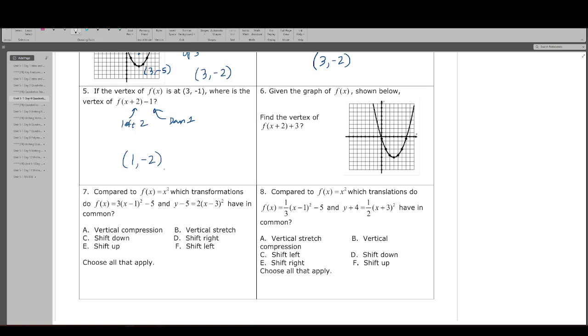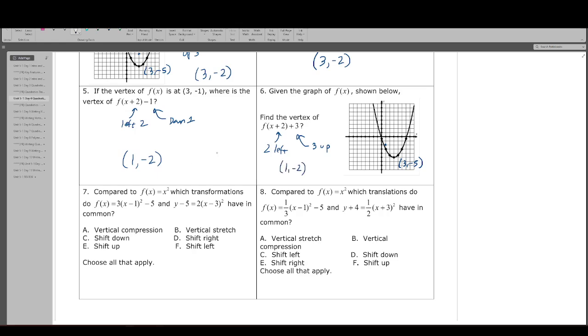This one has a graph. We want to go 2 left and 3 up. So this is the same graph as before. We started at 3, negative 5. 1, 2, 3, 1, 2, 3. Yep. And we're going to go 2 left, 3 up. So 1, 2, 1, 2, 3 puts us right here at 1, negative 2. So yes, it is the same as the one on the left.